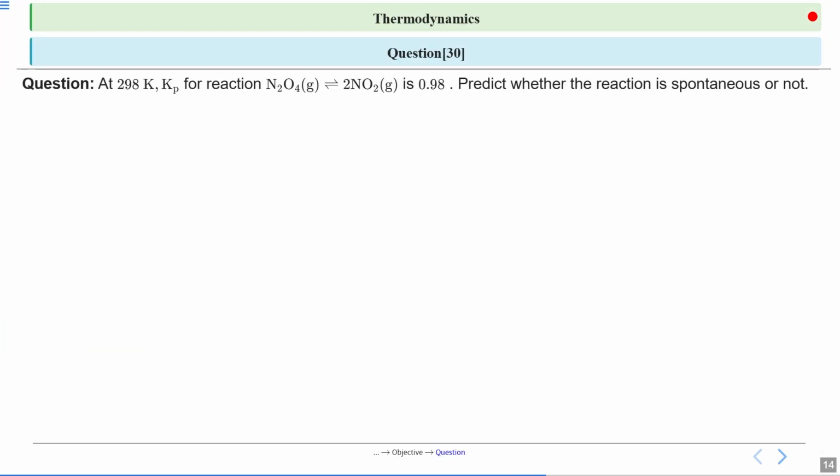Our next question. At 298 Kelvin, Kp for the reaction N2O4 gas giving 2 NO2 gas is 0.98, right? So Kp is given. You have to predict whether the reaction is spontaneous or not. Your time to solve this question starts now.